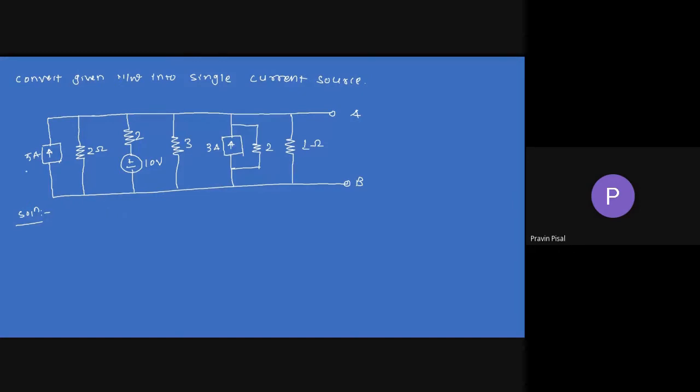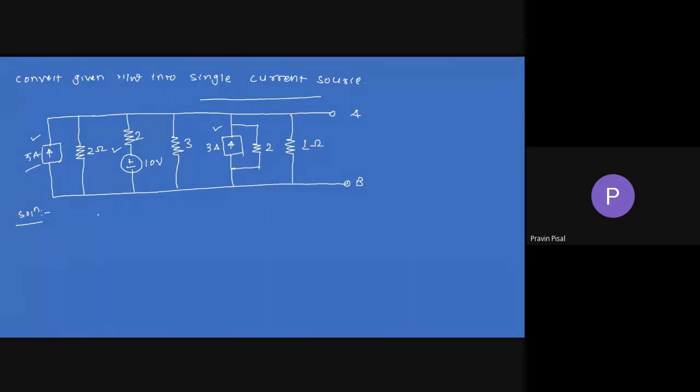Now our aim is to convert this complete network into a single current source. Okay. So I have three sources here. You can see that this is the first source, which is a current source. This is the second source, which is a voltage source. And this is the third source, which is a current source. So now everyone should be able to identify the sources. It's very simple. If it is 10 volts, it is a voltage source. If it is 5 ampere, it is a current source.